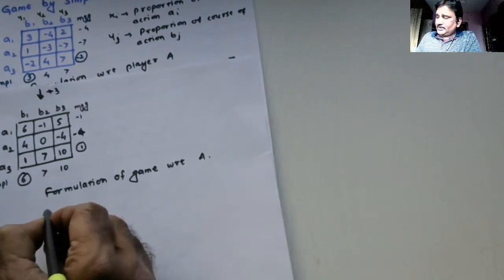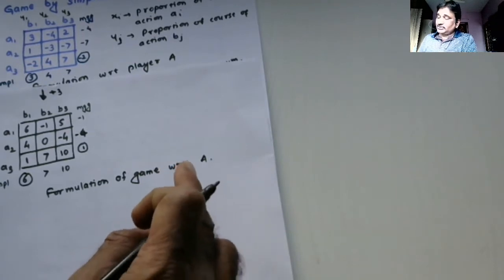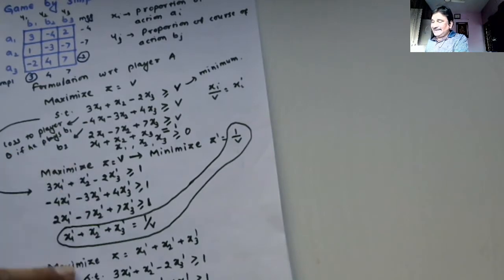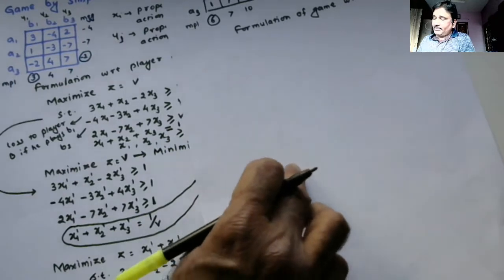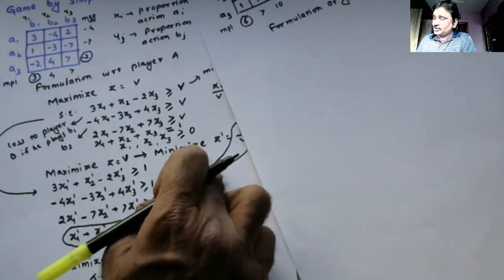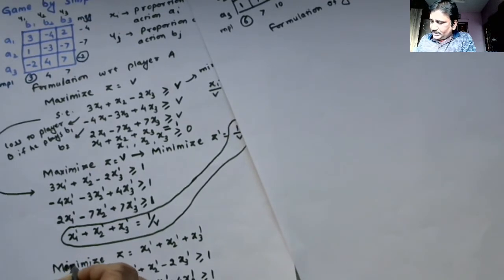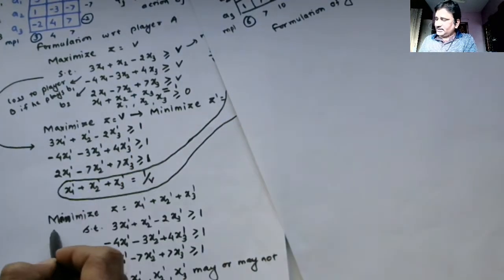Now, if I want to do the formulation from the point of view of player A, initially it looks like maximizing the game value, but the transformation process which you have seen had converted this maximize type objective function to minimize. Here there is a mistake. It is basically minimize. It's not maximize, it is minimize. This was minimize because I turned this to minimize, and that retains here.